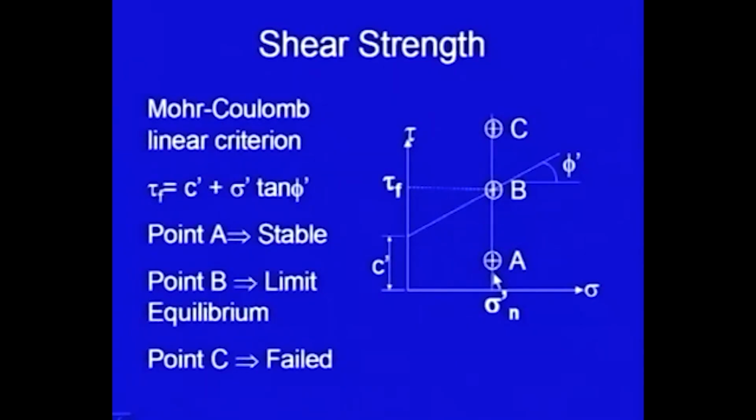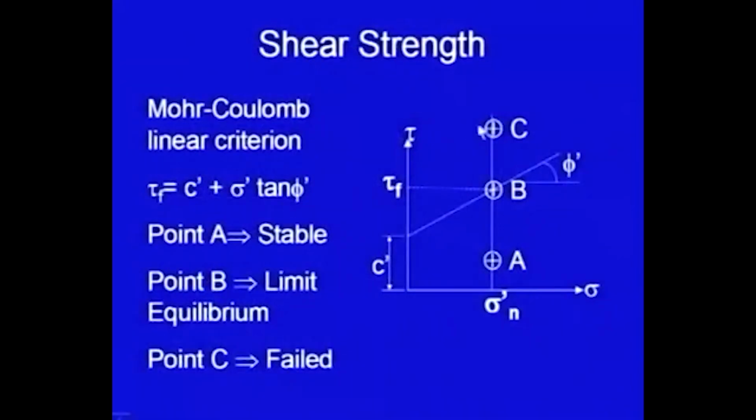If there is a plane which is having these stresses sigma n and this much shear stress, then this plane will be stable. So, point A represents a stable stress state. Come to point B. Here I have taken the y coordinate of this point as tau f, which is just equal to the shear strength at that particular normal stress. So, this particular condition we will be calling the limit equilibrium condition. What does it mean? It means the plane is just at the verge of failure.